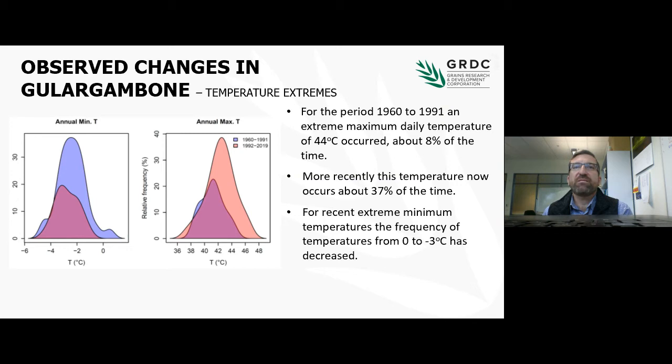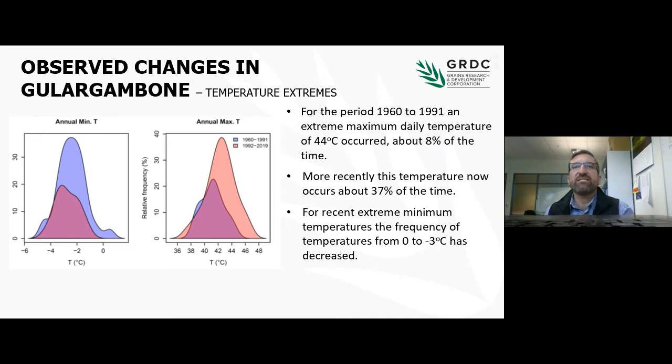So if you were looking at, say, a temperature of 44 degrees Celsius, back in the period 1960 to 1991, if you look at the blue distribution there, you can see that on average, 44 degrees Celsius occurred about 8% of the time. If we now look at the most recent part of the record, that red envelope, you can see that now occurs about 37% of the time on average in the record. So a dramatic jump in the frequency of occurrence of those temperatures.